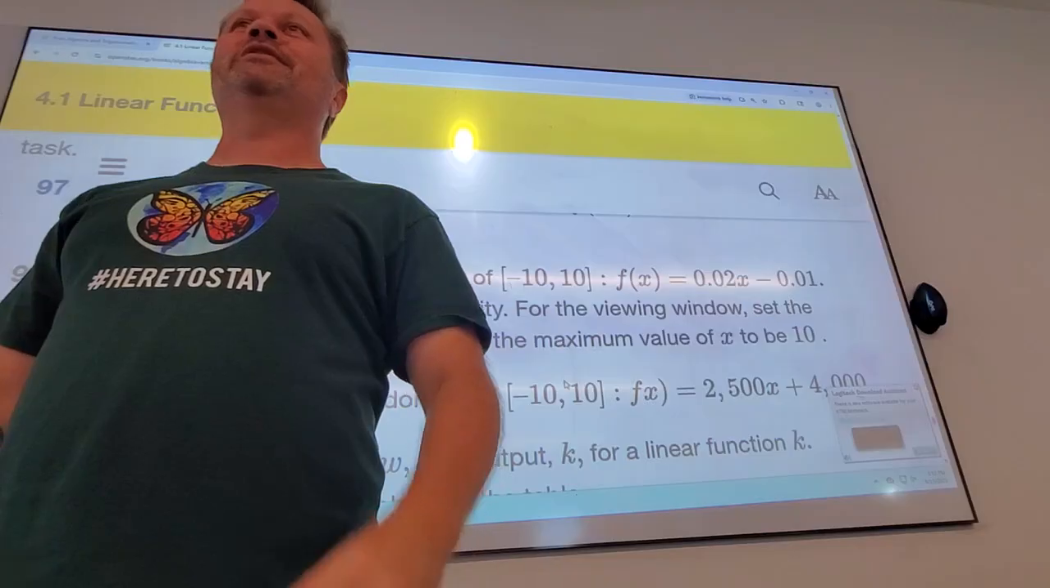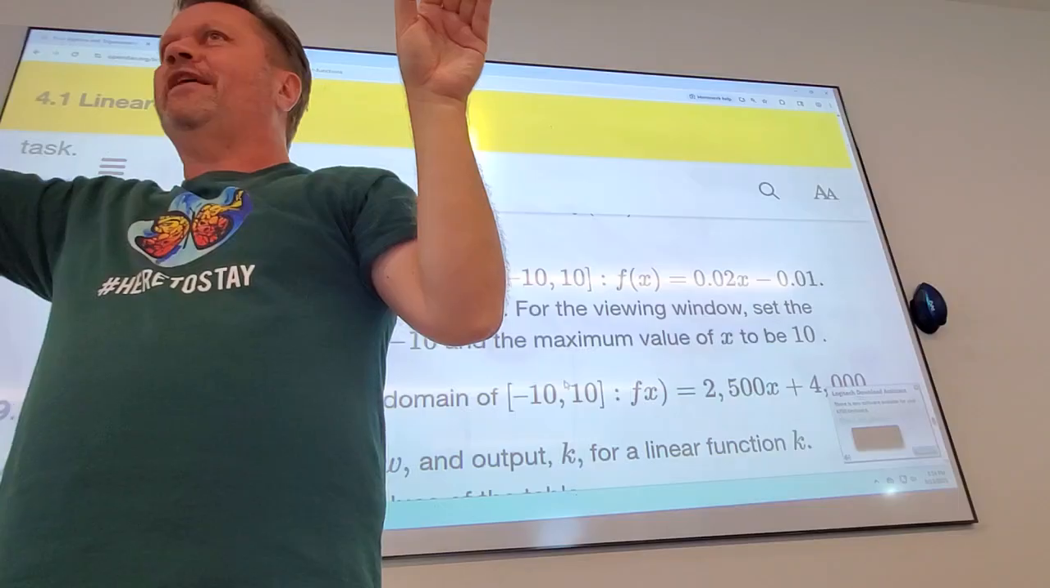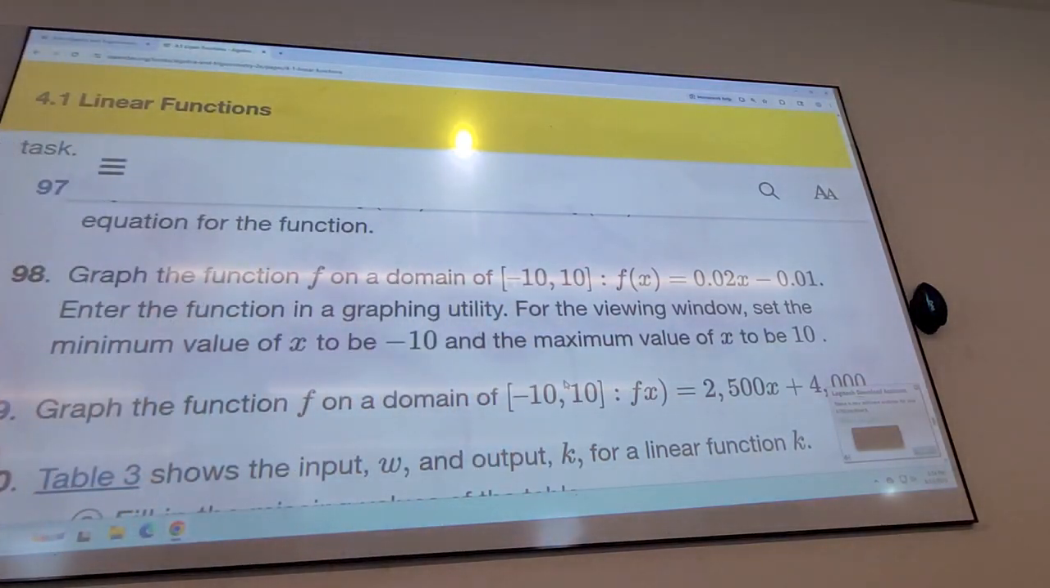If you try to put it at a full -10 to 10, it's going to be almost flat. It's not going to be very good. I did give out a copy of the graphing calculator instructions. I think you had to do 99 also. Yes, so 99 is going to be the other way around. If you go -10 to 10, it's going to go straight up, because there are big outputs and a large slope, so you want to be able to see way up.